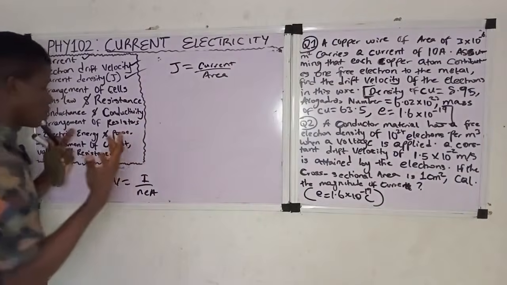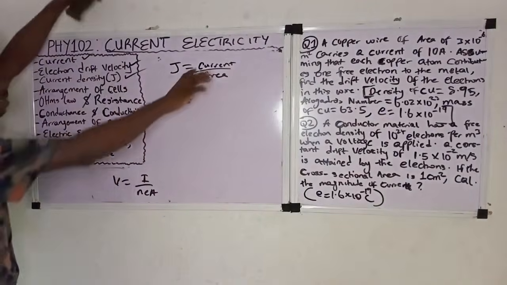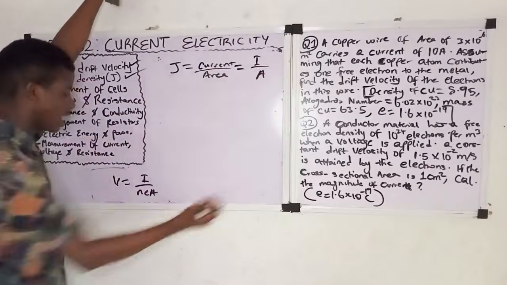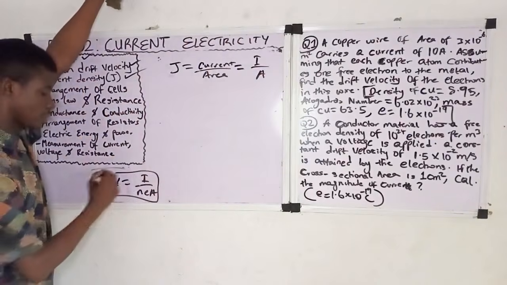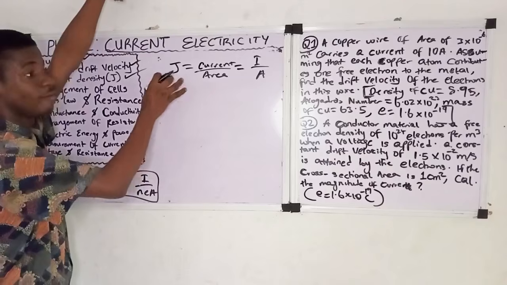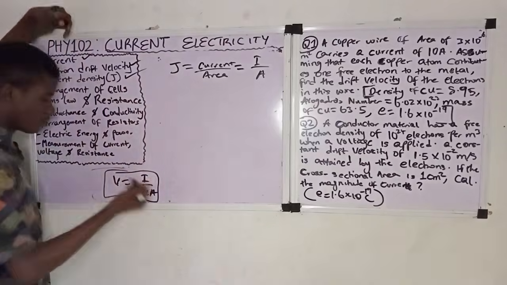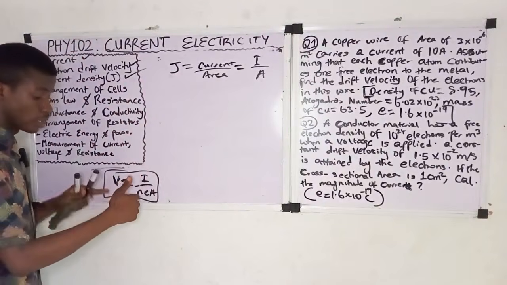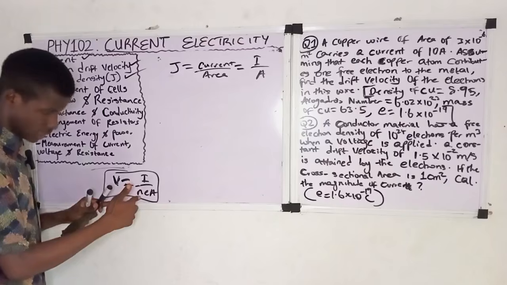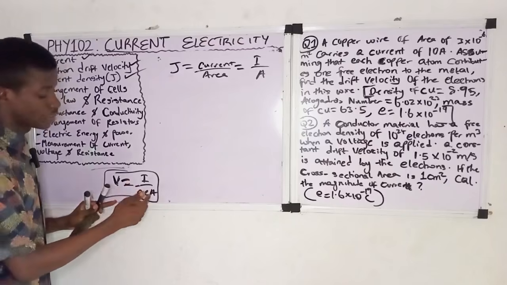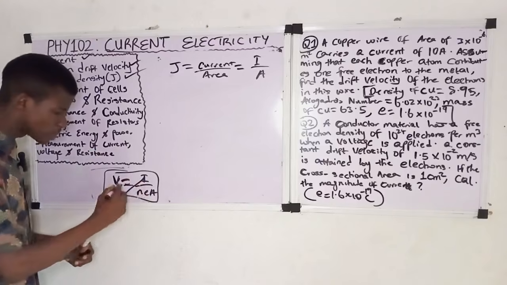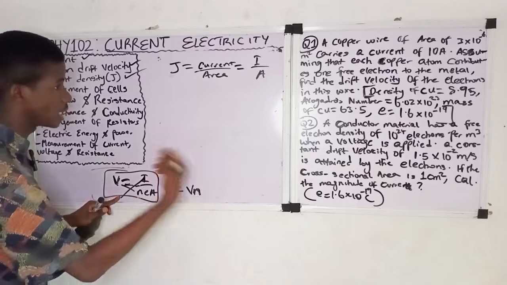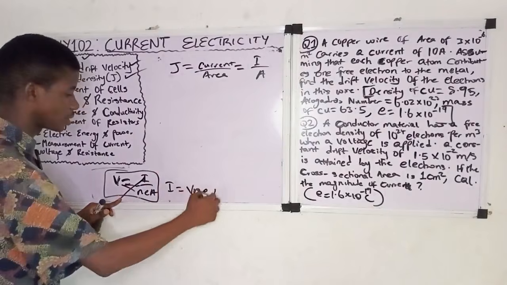Now, if this is current, that is I over what, area, right? Yes. Now, remember from drift velocity, I want to give you guys another formula under current density. From drift velocity, we found out that electron drift velocity is equal to current divided by what? Electron density times the charge of electron times area, right? So current will be equal to drift velocity multiplied by the electron density, then multiplied by charge of electron times A, right?